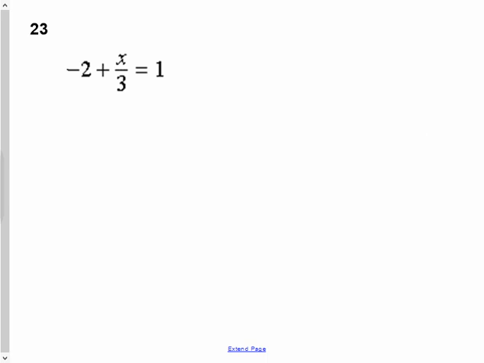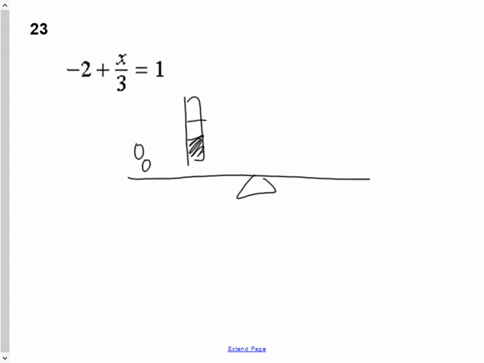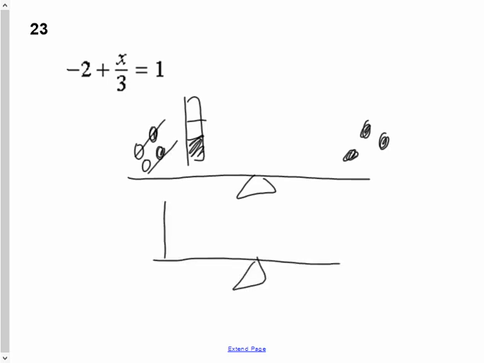Question 23 says negative 2 plus a third of x. So negative 2 plus a third of x is equal to 1. First thing you want to get rid of is what? Negative 2. So I'm going to add 2 to this side. And whatever I do to one side, I do the exact same thing to the other, leaving me with a third of x is equal to 3.